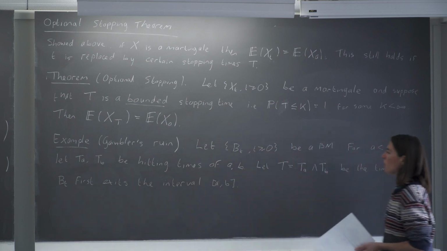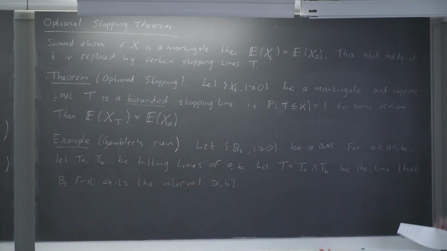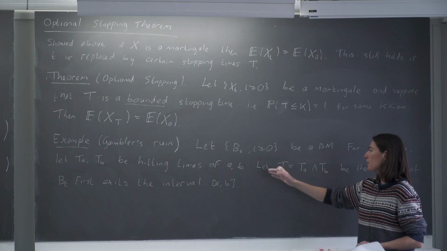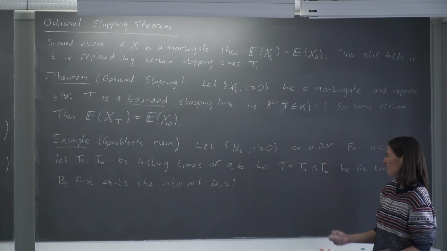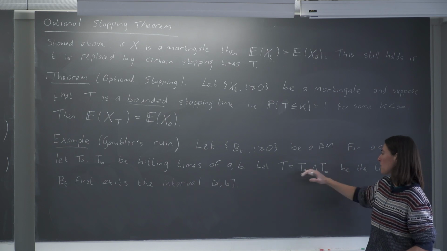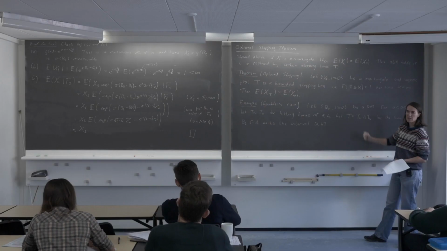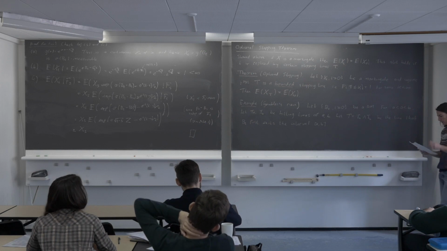Okay, so what we want to know is we run our process, we sort of gamble until we first leave this interval. What we want to know is what's the chance that we left it at the higher point rather than leaving at the lower point.